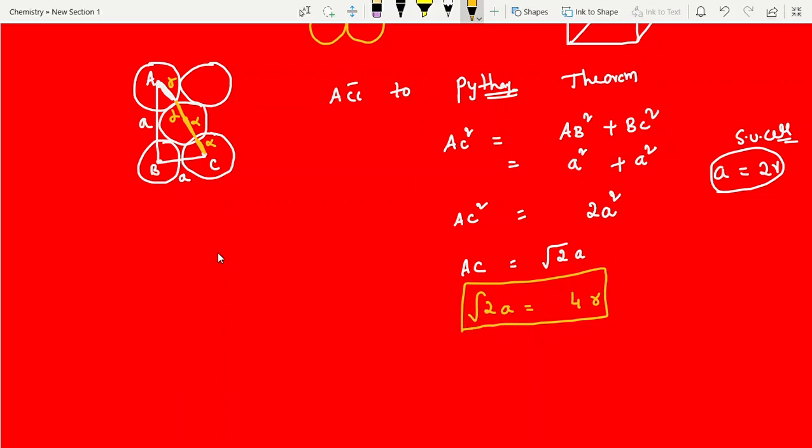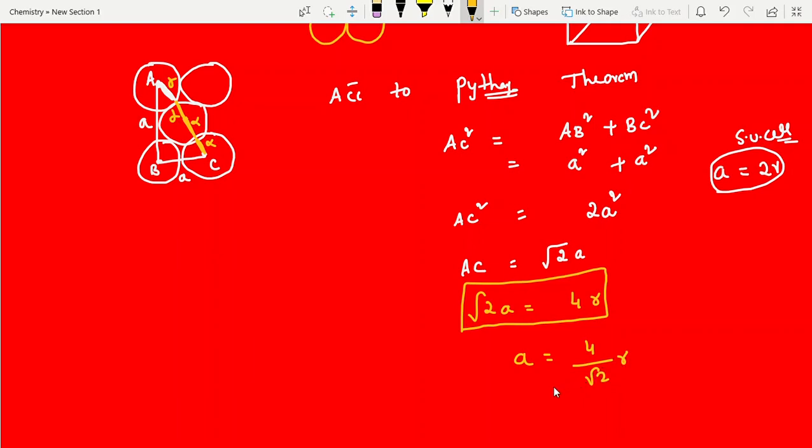See, students, first once explanation is completed, I'll come back to the conclusions. Root 2 A equal to 4R. Then what about A, students? A equal to 4 by root 2 R. Okay. So we already calculated.